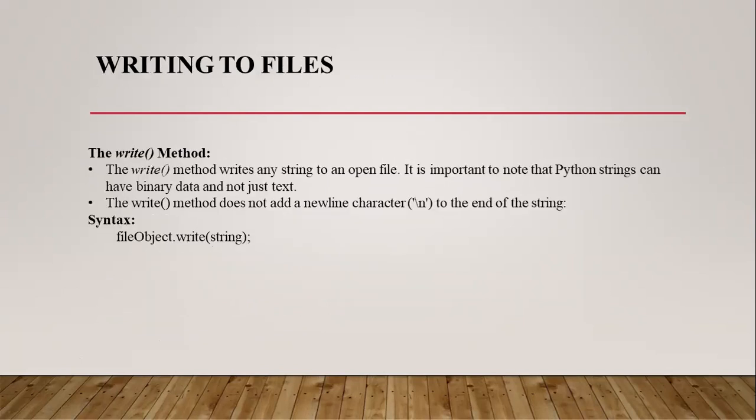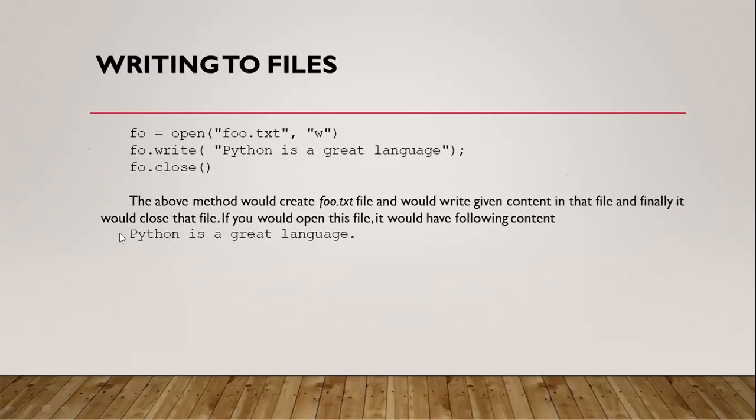And next one is the write method. The write method is used to write content in the file. This is the syntax for that one: file object, file name dot write of string. This is the example for this one. To perform read or write operations on a file, first we have to open that file. After performing the operations, we have to close that file. This is the syntax for that one. Close. This is the right syntax.